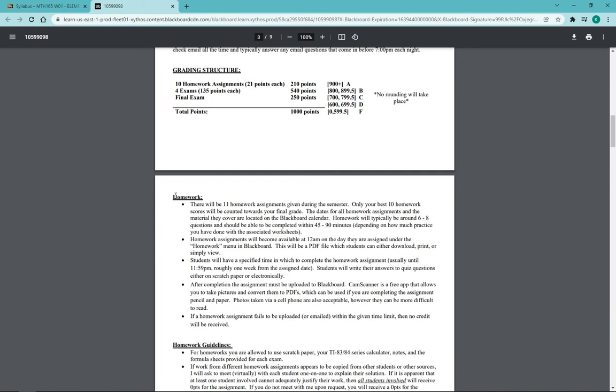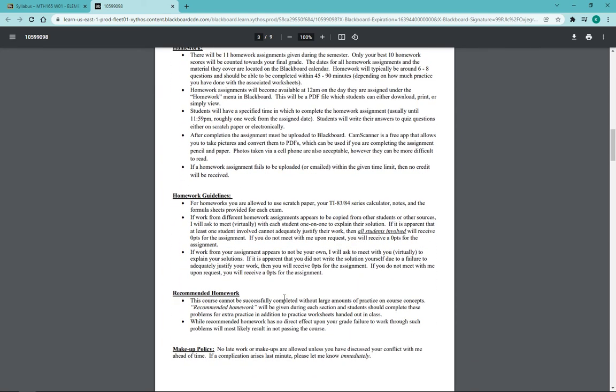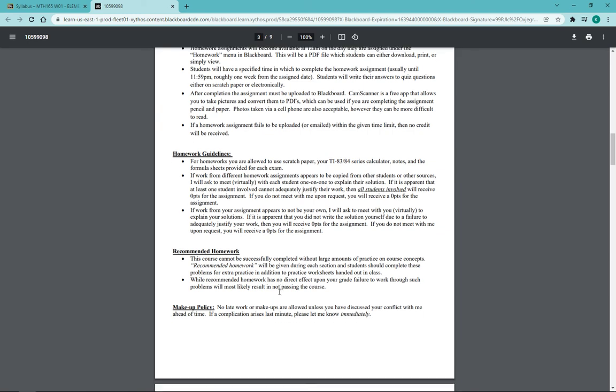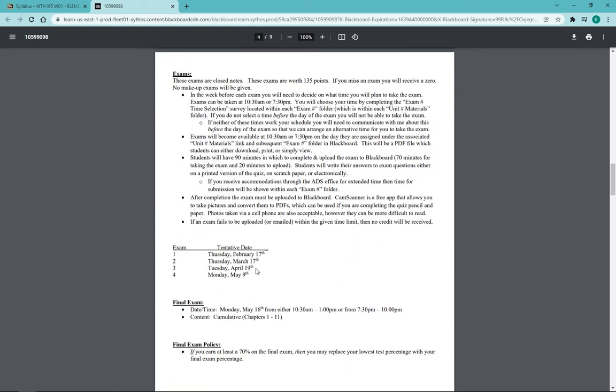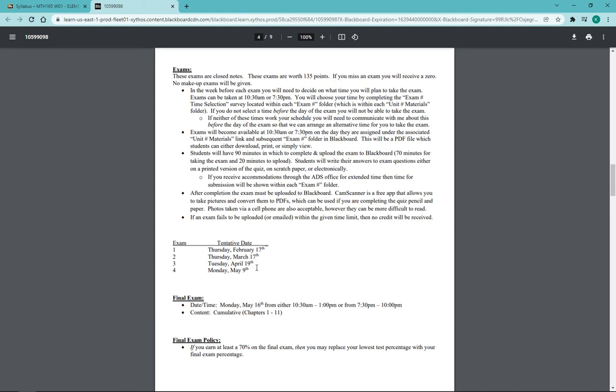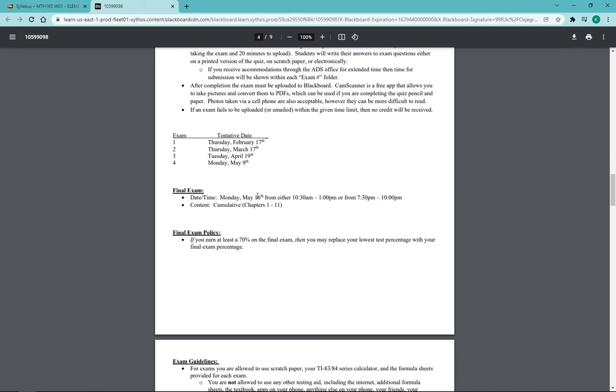I'm going to assume that you're going to spend time reading through the homework details, the homework guidelines, and all that stuff on your own so you understand how this works. Same thing here with our exams. You'll read through that and how all of that works as well. These are the dates for the exams that we have, the tentative dates, although I don't really expect them to change. The date for the final exam.